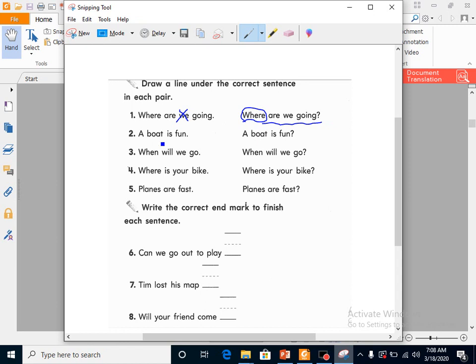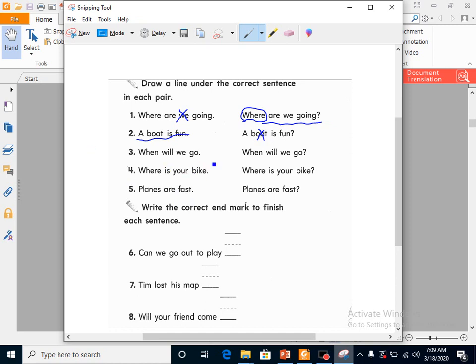Now, let's have a look here. A boat is fun. Is he asking you here or just telling you? He's telling you. So, this is a statement. So, I must put a period or a question mark? Period. Very good. So, this one is the correct sentence. You can cross this one out. Number three.